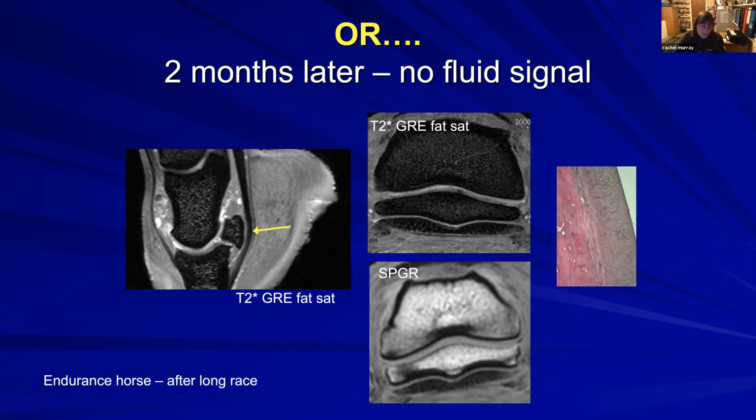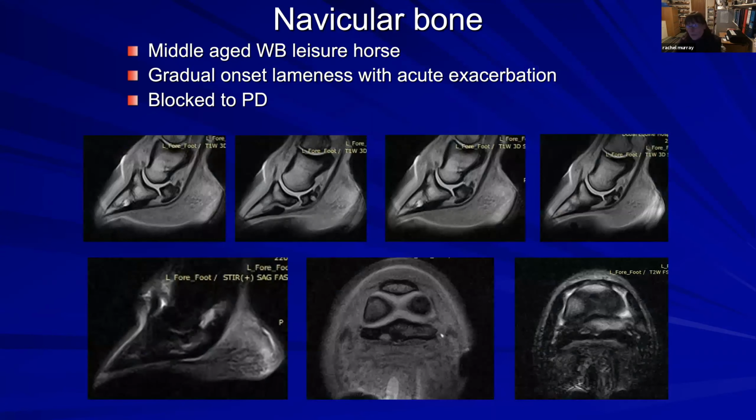For example, an endurance horse after a long race on a hard surface may end up having a high signal intensity on a navicular bone that will resolve very quickly. A horse with a flexor cortex erosion, we would generally say would have a pretty poor or guarded prognosis, but I wanted to put this horse in, which has been followed up, just to remind us that things we assume are going to happen don't always happen.